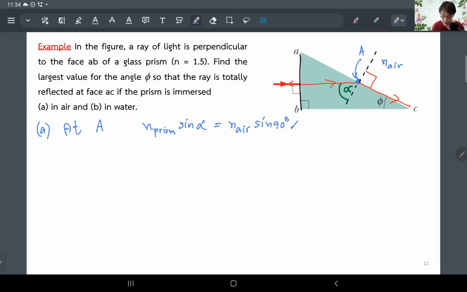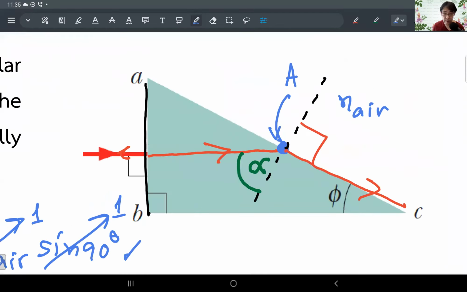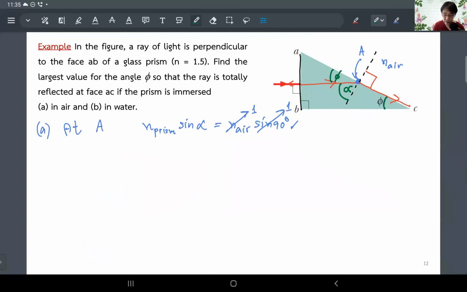All right, and then what you have here is just try to relate to the phi. Sine 90 is definitely 1, so this one is gone. N air is also 1, that is fine. So what you have left to do is figure out the relationship between alpha and phi. And once again, you use geometry. When you look at this one, oh, that is just a similar triangle. If this is phi, this is going to be phi as well. Okay, cool. So now you know alpha is just 90 minus phi, because phi plus alpha is just 90 degrees right here.